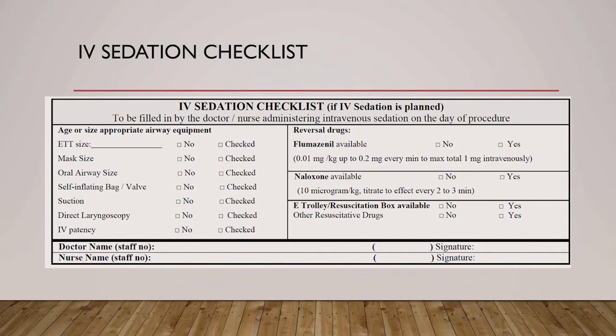So after talking about all this equipment, you need to always go back to a checklist before the procedure to make sure that you have already prepared the appropriate equipment. So this checklist is to remind you whether you have brought the age or size appropriate ET tube, and whether the mask size is already checked. How about the oral airway, self-inflating bag, suction, laryngoscope, and also whether the IV is patent.